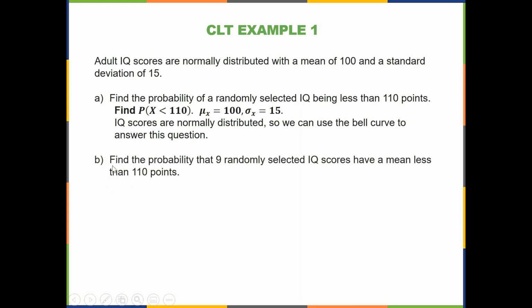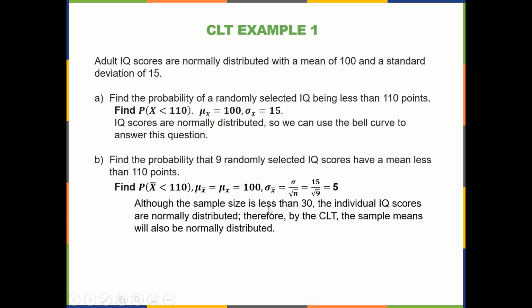And furthermore, we can answer the second question using the central limit theorem. Find the probability that 9 randomly selected IQ scores have a mean less than 110 points. So notice the difference in the wording there. In part A, we're talking about 1 randomly selected IQ being less than 110 points, and in B, we're asking about 9 randomly selected IQ scores having a mean less than 110 points. So the notation looks almost identical except for the bar over the x here, and being careful to take the standard deviation and divide it by the square root of the sample size.